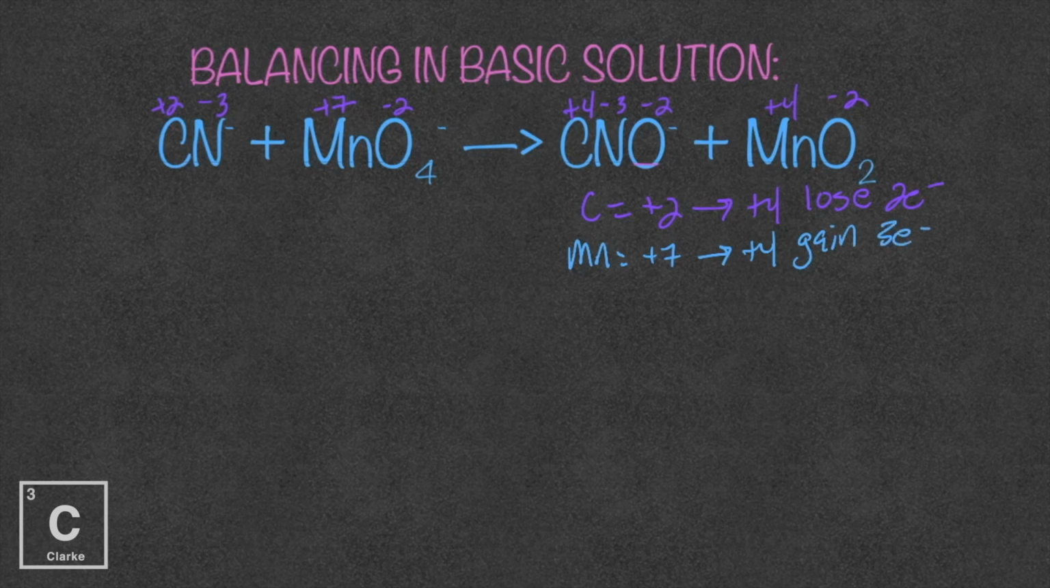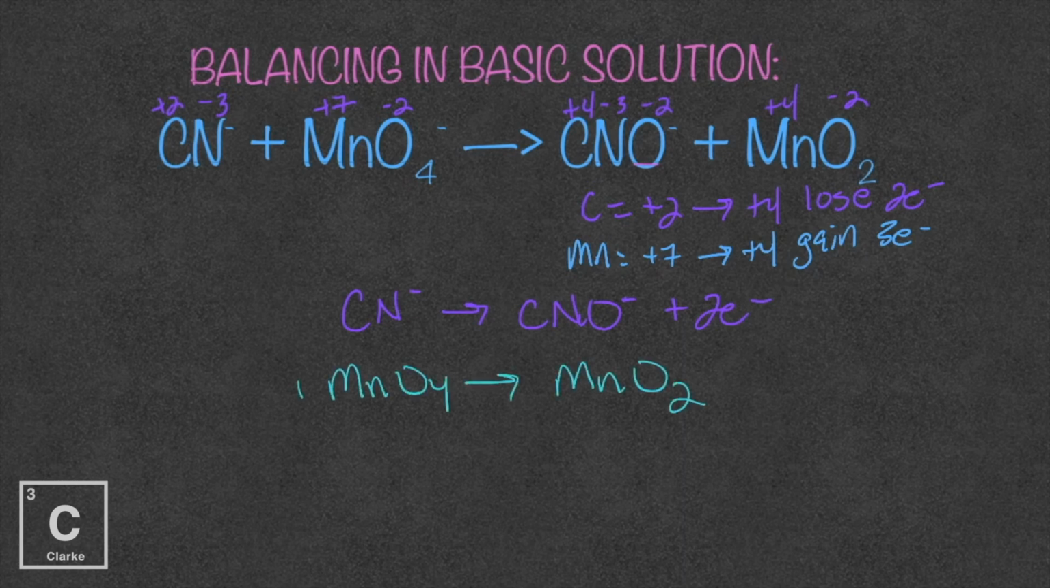Let's break this into its half reactions. So I've got CN minus and CNO negative. And we're losing 2 electrons, so losing is on the product side. They're left over, they lost them. Let's do the other half reaction. And remember, gain needs to be on the reactant side. Okay, so we had this broken up into our half reactions. Now it's time to balance for amount. So I'm going to go back up to carbon.